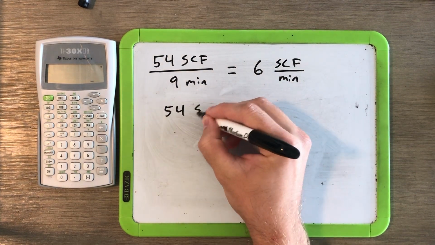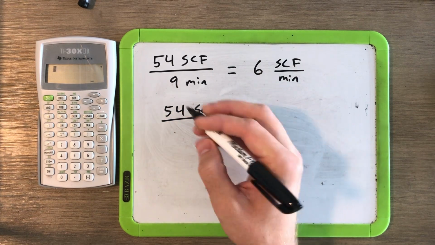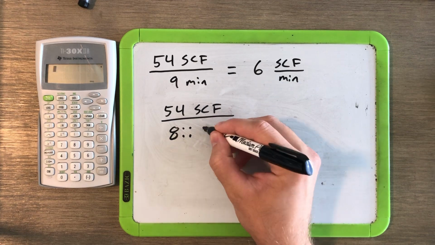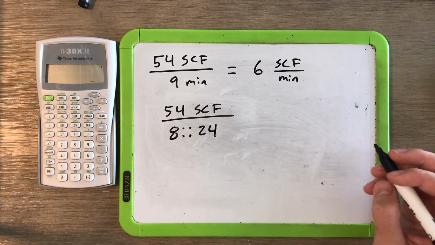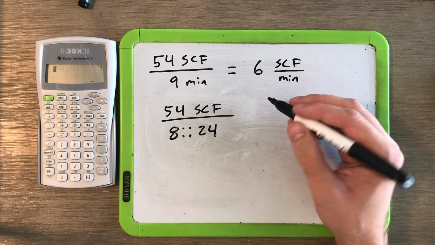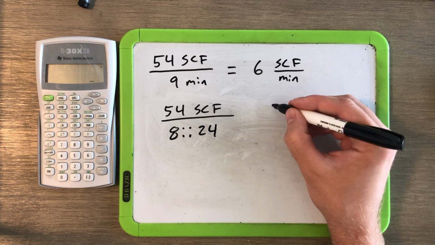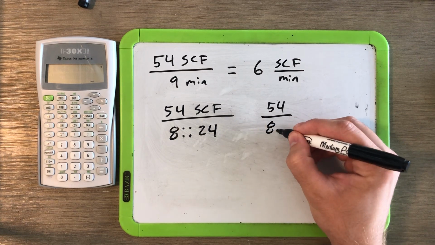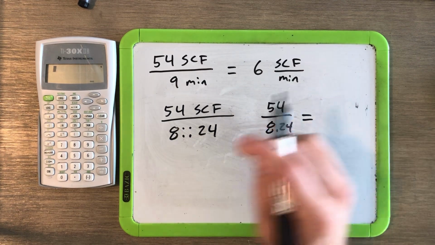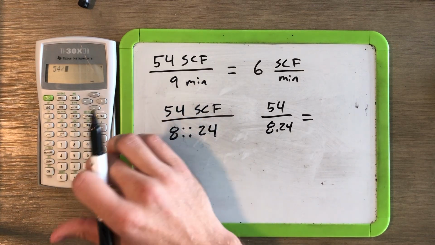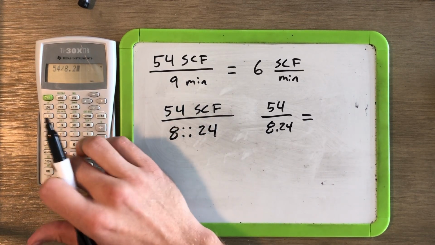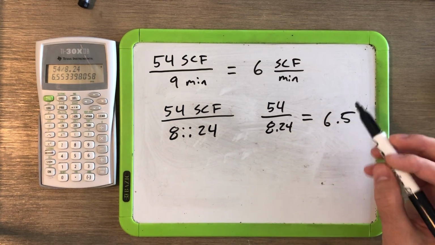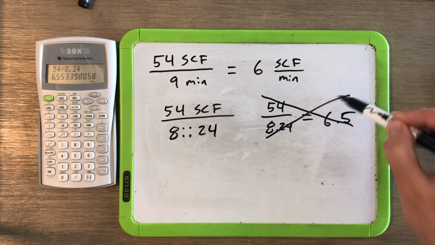If we do the same thing, but instead say it took us 8 minutes and 24 seconds to jam. All right, so if you just go to your calculator and put in 54 divided by 8.24, you'll get a number. And that number in this case would be like 6.5-ish, all right? This is incorrect. You cannot do that, all right?